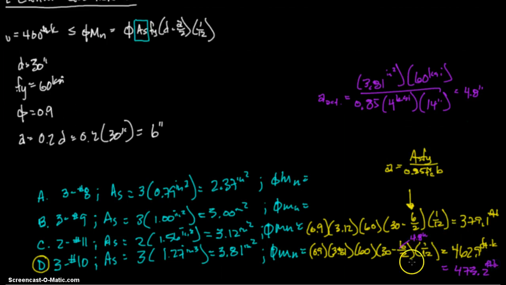And this should tell you one thing. If you assume a larger a than what is actual, you're going to be on the conservative side. Alright, so your answer for question number 3 is D. Alright, I will see you on question number 4.